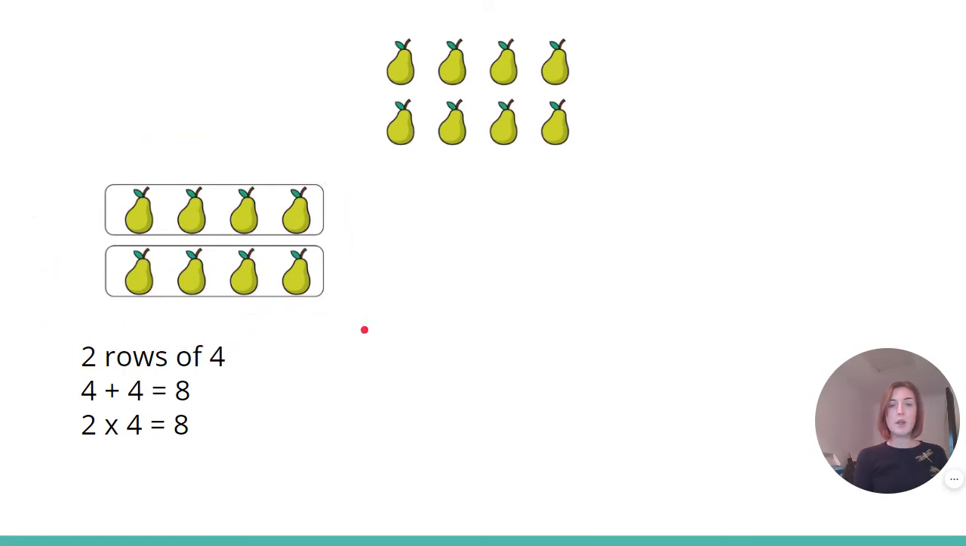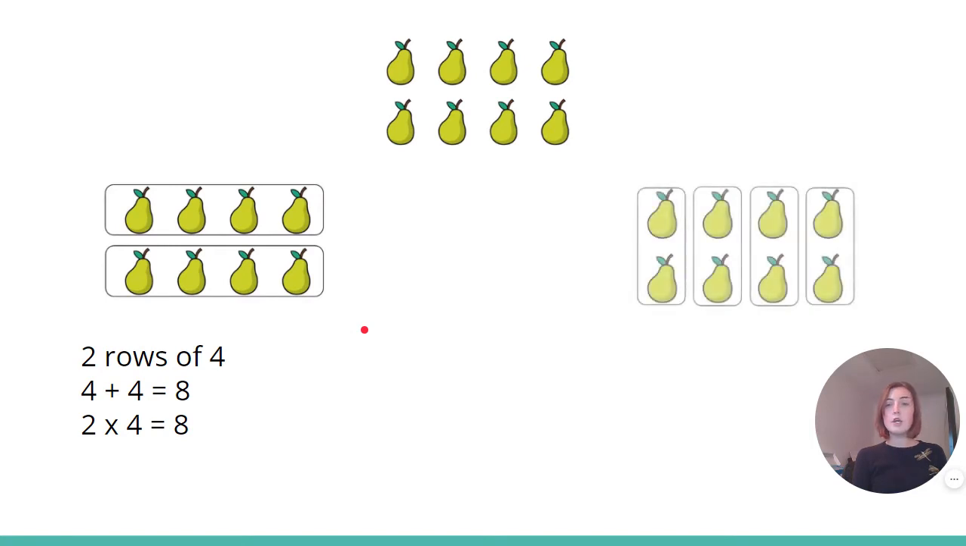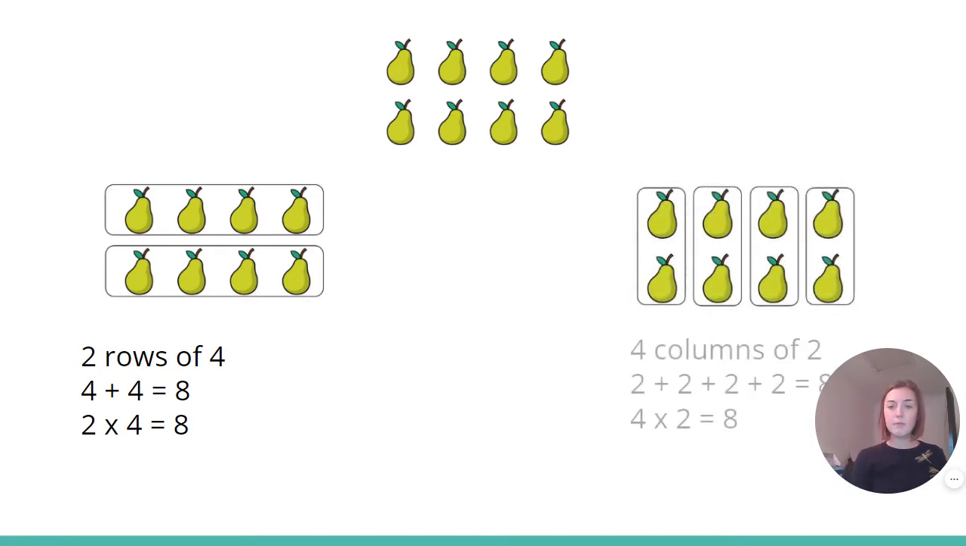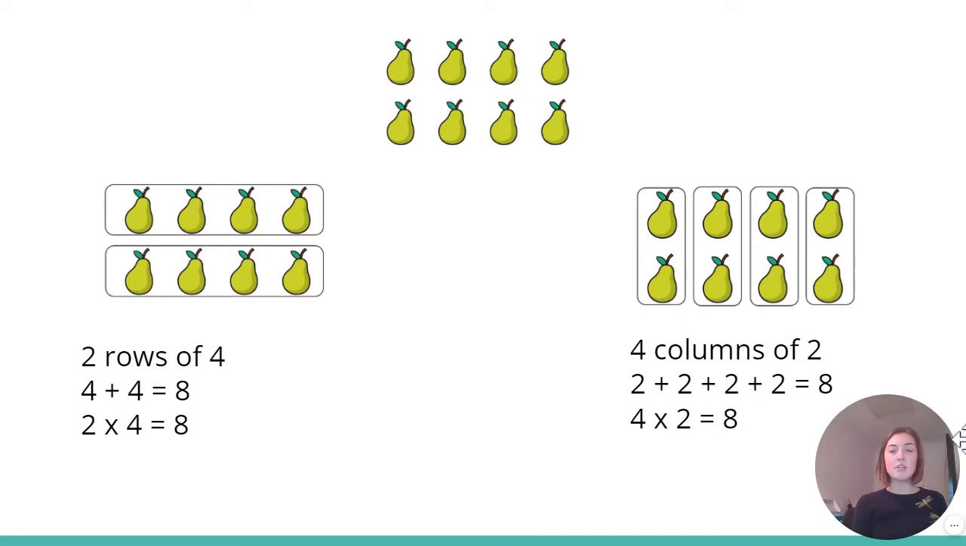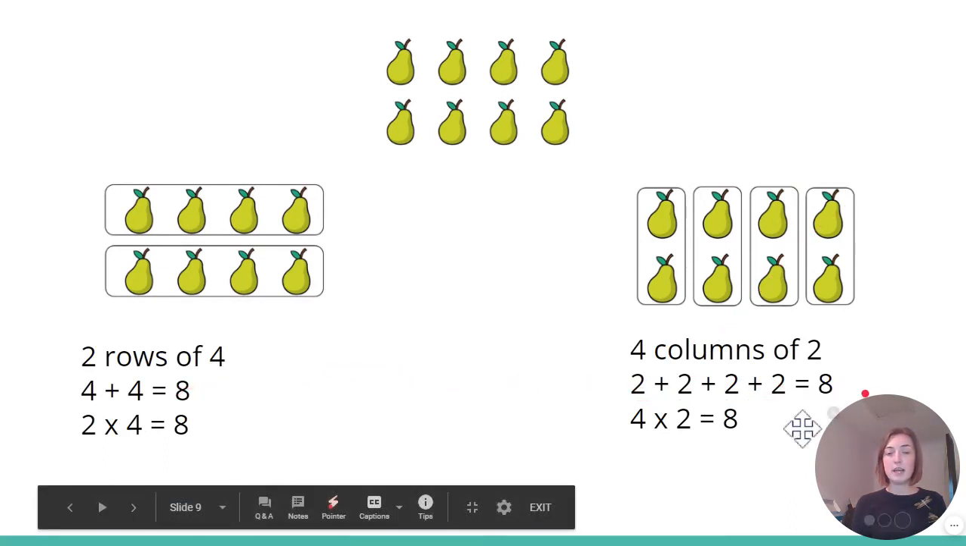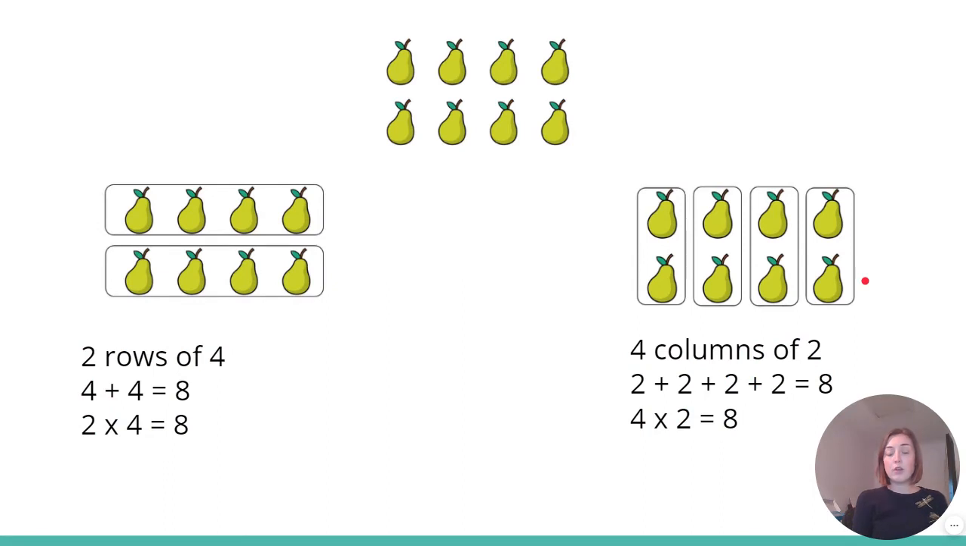But some of you may not have looked at the rows, you may have looked at the columns. But you probably still came to the answer of 8. I have here 1, 2, 3, 4 columns with 2 in each column, which means I have 2 add 2 add 2 add 2, and that makes 2, 4, 6, 8. So my addition sentence got the same answer. My multiplication sentence would be 4 lots of 2, 1, 2, 3, 4 lots of 2, which again, we know still makes 8.